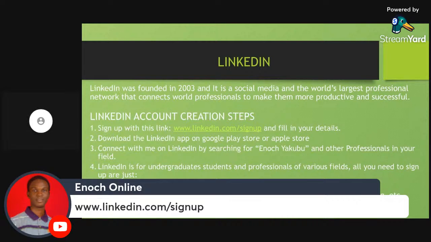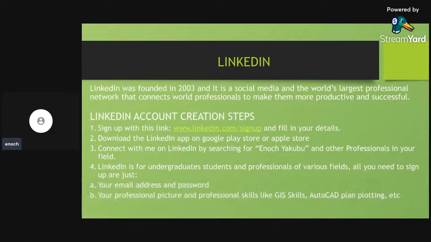Now, the first step is telling us that LinkedIn is for undergraduate students and professionals of various fields. All you need to do is sign up with your email address and password. Lastly, you need a professional picture and you need your related skills to be added, like your AutoCAD processing skills, software related skills, and others.